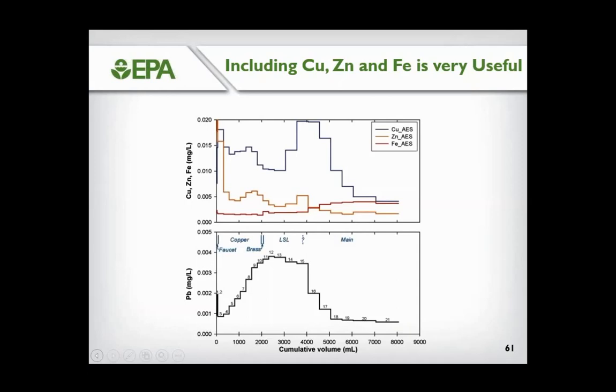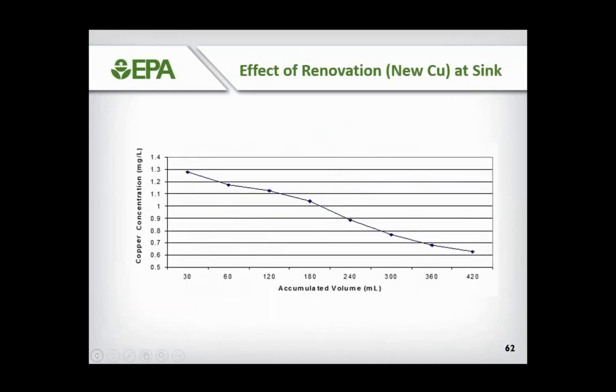If there's an old galvanized pipe, it will co-occur with iron and zinc. When you get to the water main, typically, if it's unlined mains in the system, you'll begin to see increases in iron, and that will help to clue you in that you've now sampled past the service line. So it's a very useful tool.